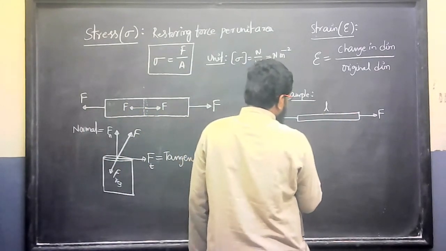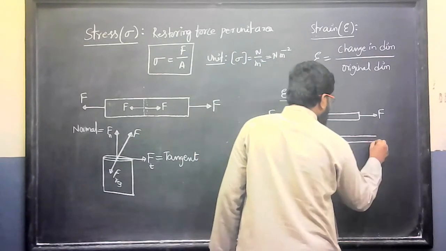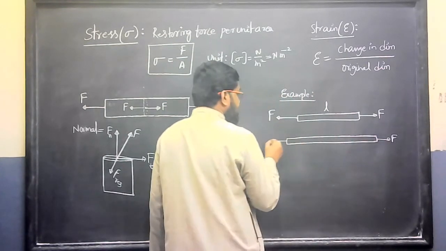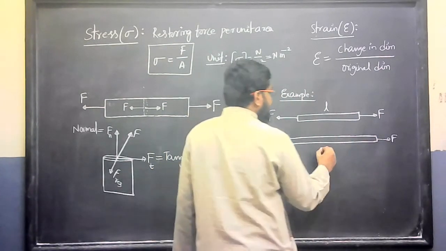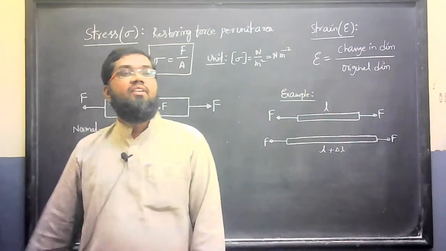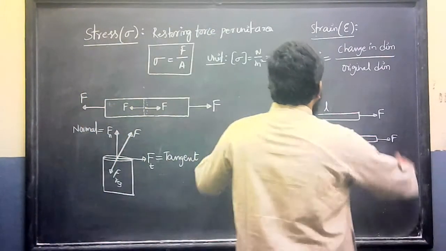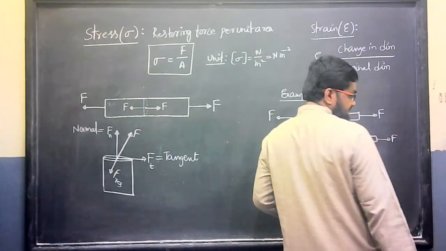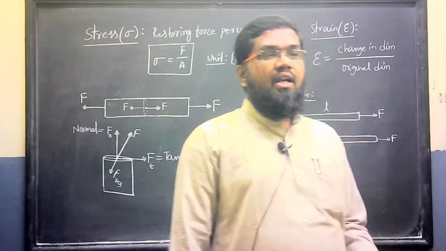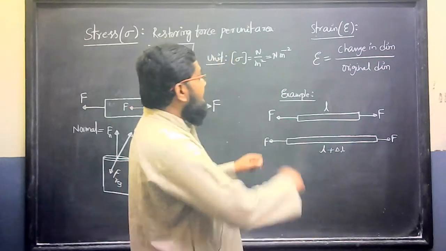After deforming force, the situation will become like this, F and F. Let's say length is increased L plus dl. So we call this the normal stress applied here. The deforming force is normal to the surfaces, so normal restoring forces will be developed. So generally we call it longitudinal strain.